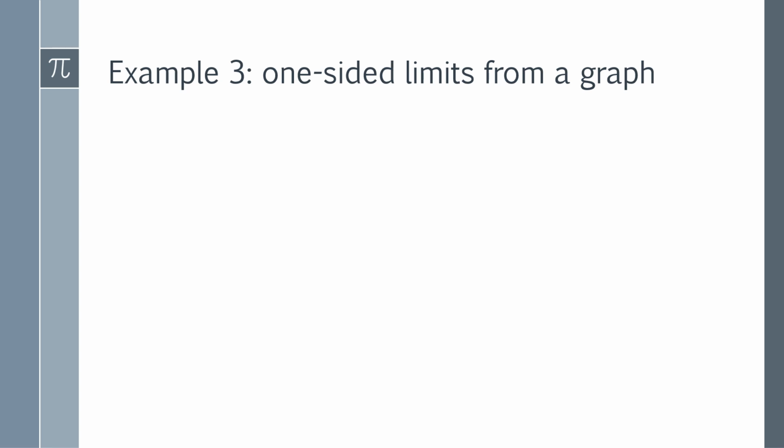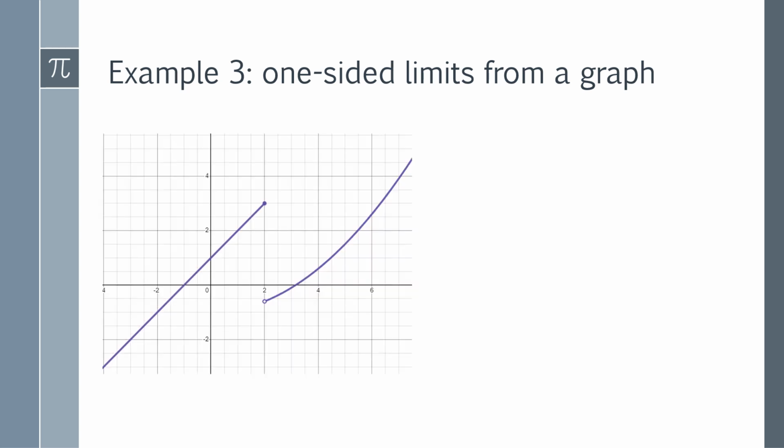Now that we have seen this new notation, let's take a look at a quick example. We would like to determine one-sided limits from a graph. Here is a graph of a piecewise defined function, and we would like to take a look at the limits as we approach 2 from either side. So the limit of our function f of x as x approaches 2 from the left side.